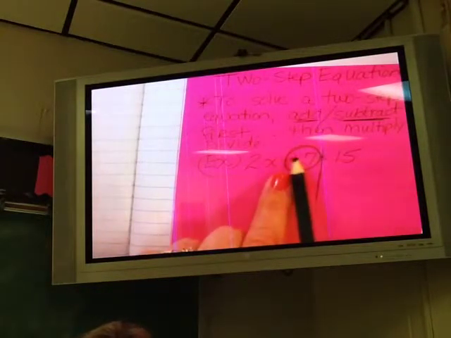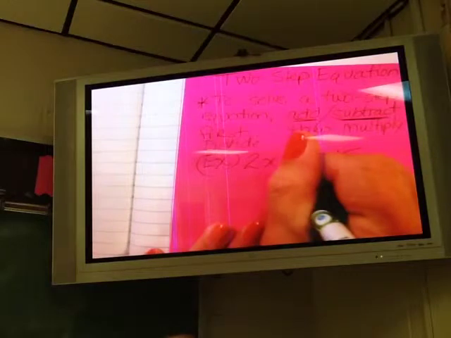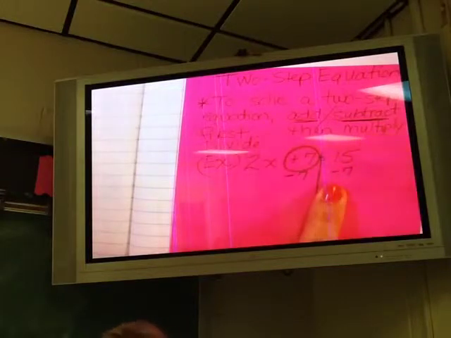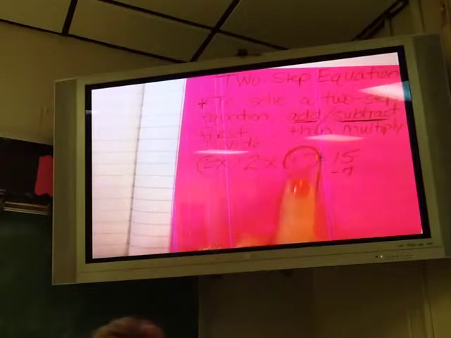So if it's a positive 7 and you're trying to make a zero pair, what makes a zero pair with a positive 7? Negative 7. So I want to say negative 7 or minus 7. If I do it on this side, I must do it over here as well. So that's our first step. It's getting rid of what's being added or subtracted. This becomes 0, nothing. It just vanishes away, it's gone.